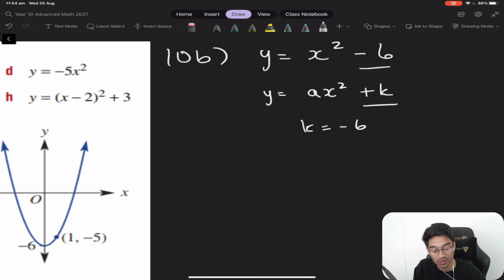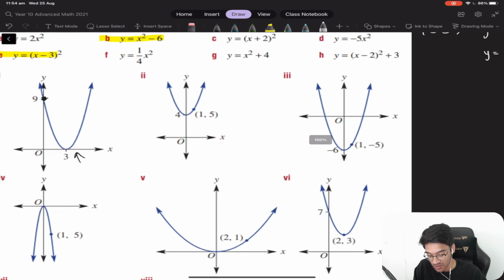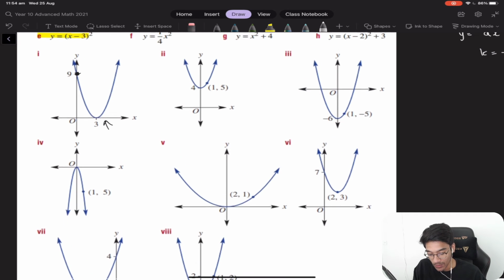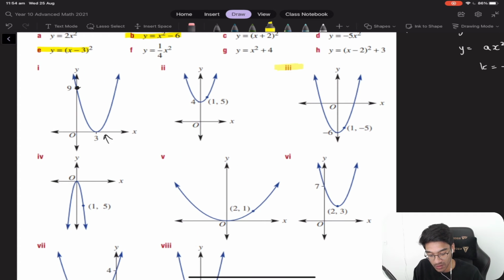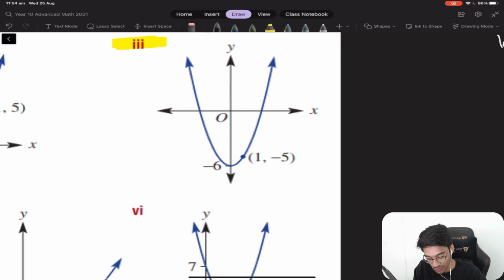And we know k is a vertical translation, which means this graph is going to move down 6. So if we look in the graphs here, we're just looking for a regular parabola that's moved down 6 values. And we can see that it's here. So it's this one. So we can see that this is just a regular parabola. So the original parabola will be here, like this. But now it's just moved down a factor of 6.